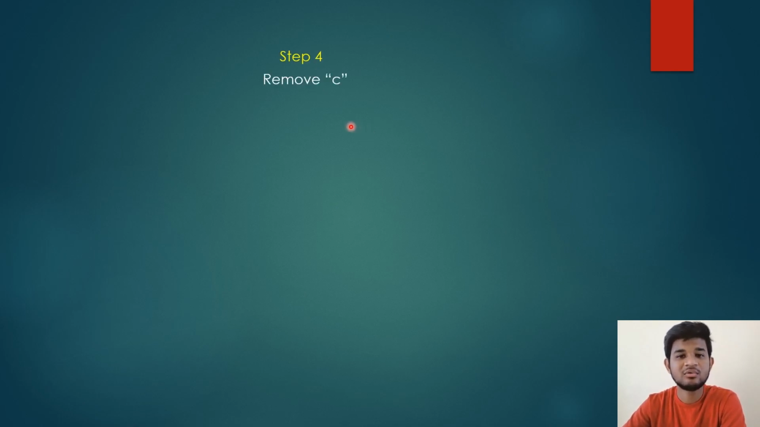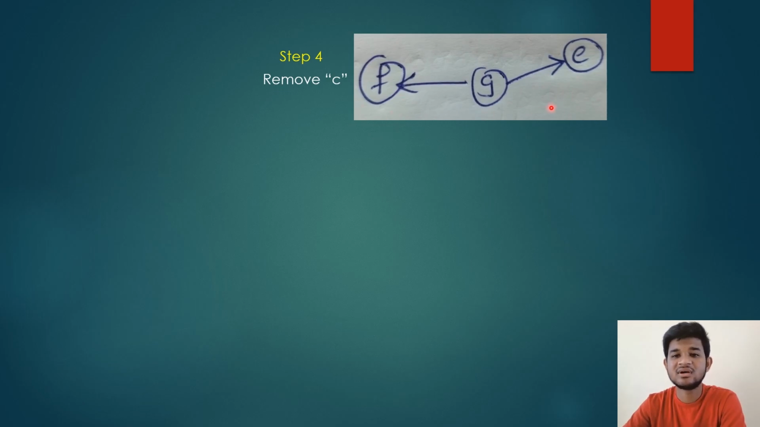In step 4, we will be removing C. After removing C, the graph will appear like this: F, G, E. And put that removed C into the topological order: D, A, B, C. Let us see step 5.